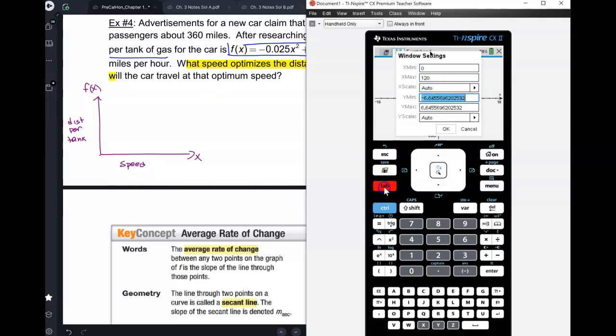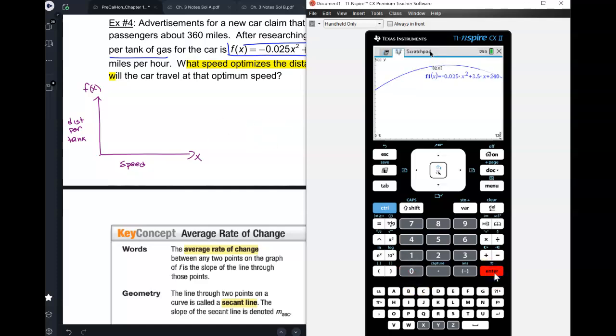So tab. Okay, Y, that's the distance per tank of gas. We are given a number to go on, 360, okay? So it's around there. So again, I'm going to go to like 400, give or take, right? And now look, I get exactly what I'm looking for, okay? So what I need to find here is the maximum.